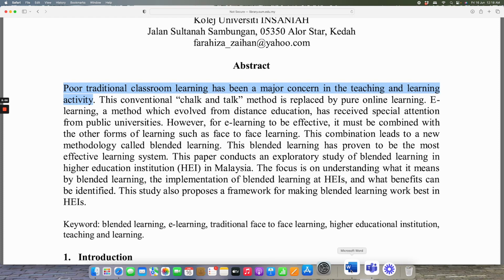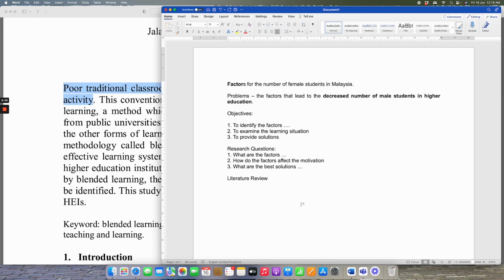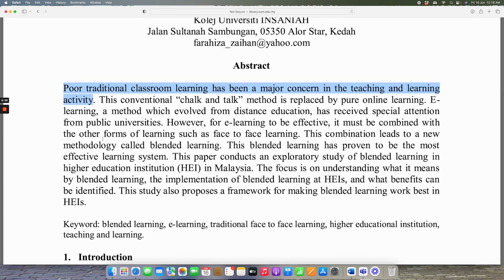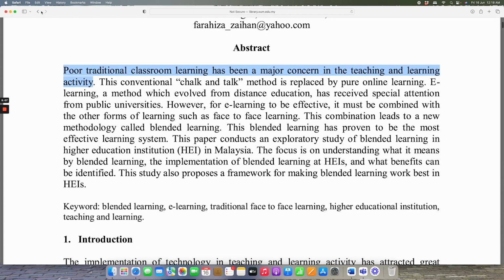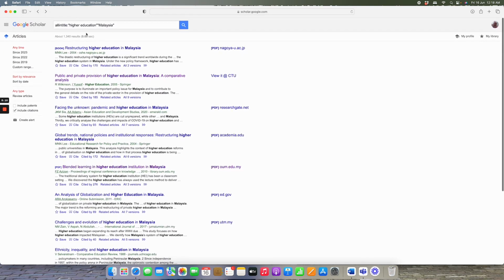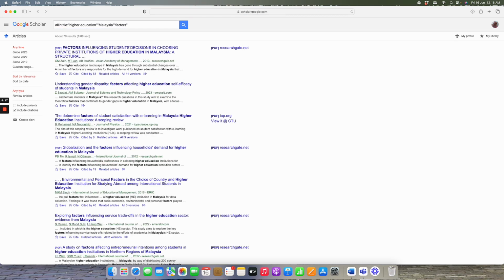So we go back here. Let's say these are factors. So perhaps, ladies and gentlemen, if your work is on factors, maybe you want to add factors here, and you will find factors influencing student decisions in choosing, understanding gender disparity between male and female, factors affecting higher education, self-efficacy of students in Malaysia. This is factors of student satisfaction.